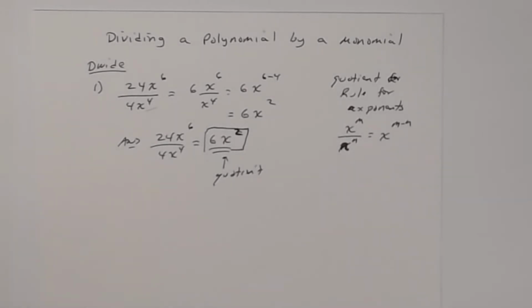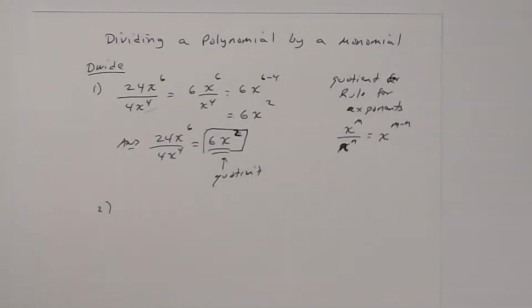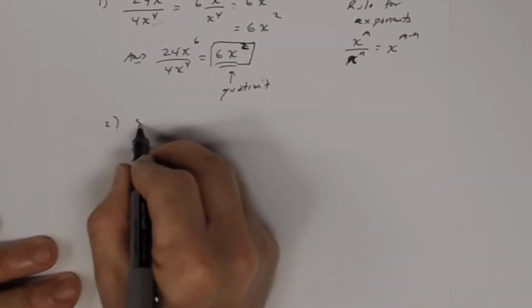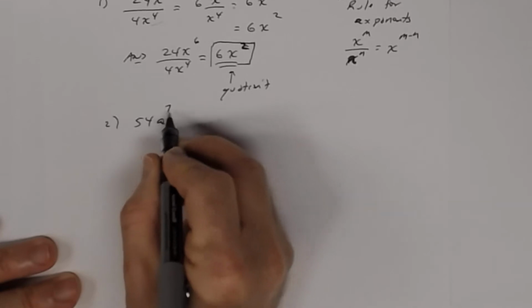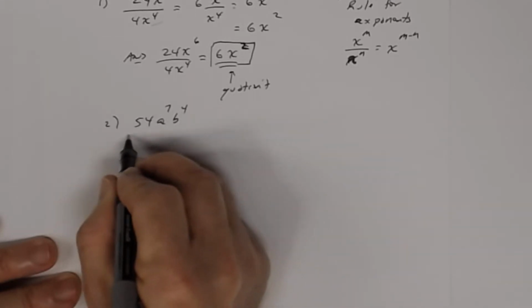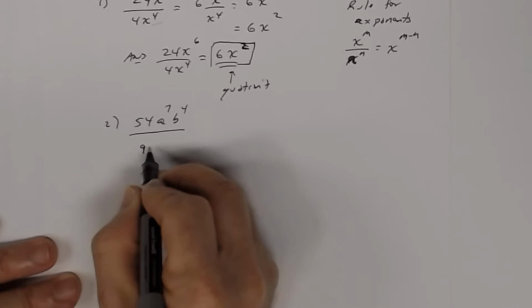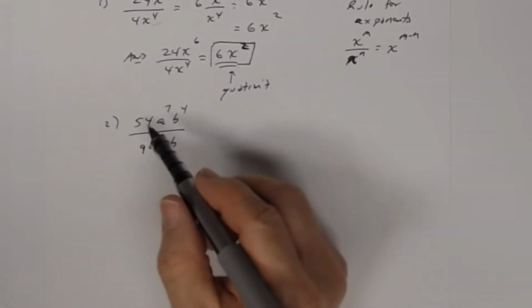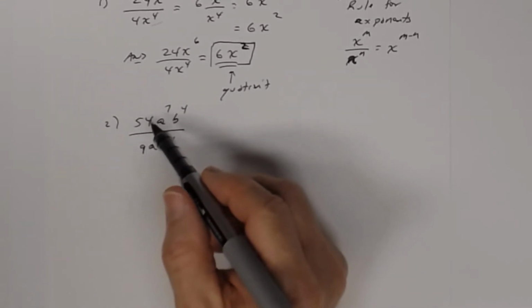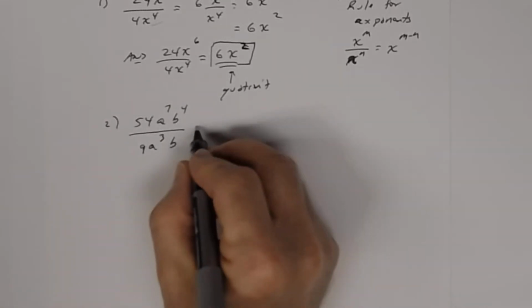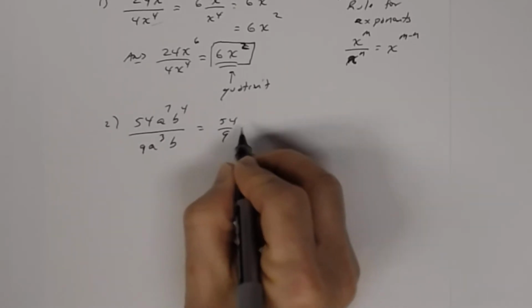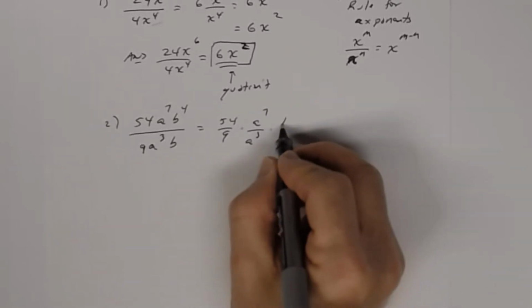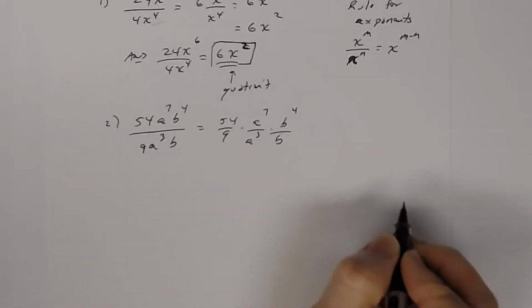All right. So number two, let's say we want to divide another monomial by a monomial. So let's say we had 54a to the seventh power b to the fourth divided by 9a cubed b. In your mind, this is what you're thinking. You're saying, well, I have 54 divided by 9, and then I have a to the seventh divided by a cubed, and then I have b to the fourth divided by b.